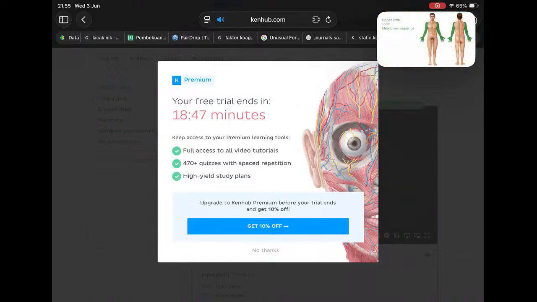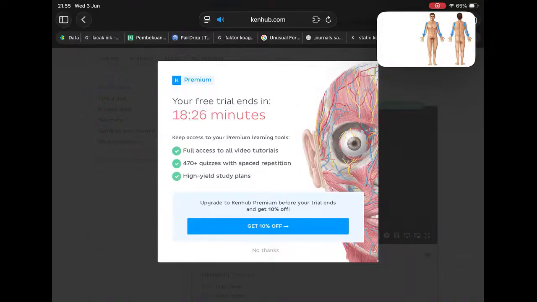The upper limb is organized into several smaller regions: shoulder, arm, elbow, forearm, wrist, and hand. Each compartment has its own muscles as well as neurovascular supply. Now let's take a quick look at them one by one.